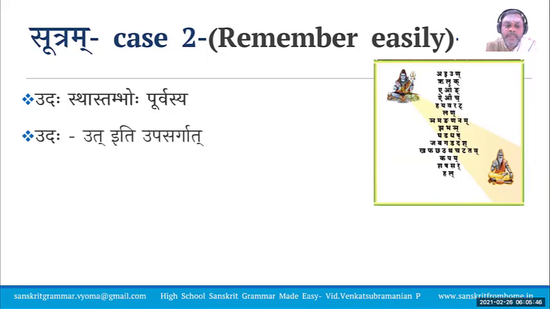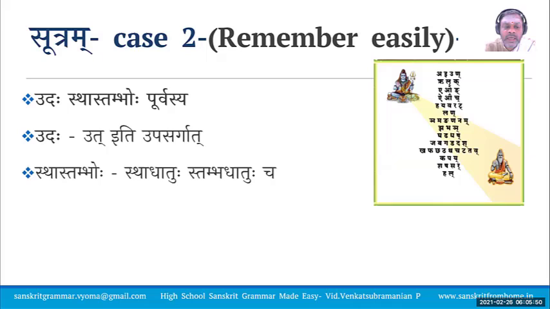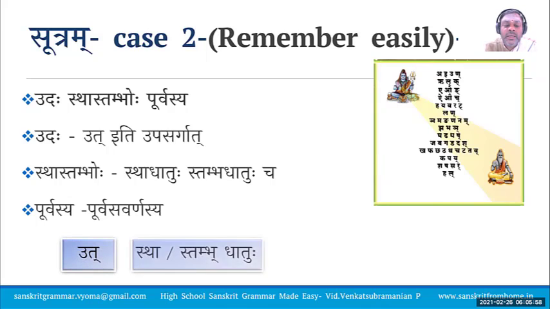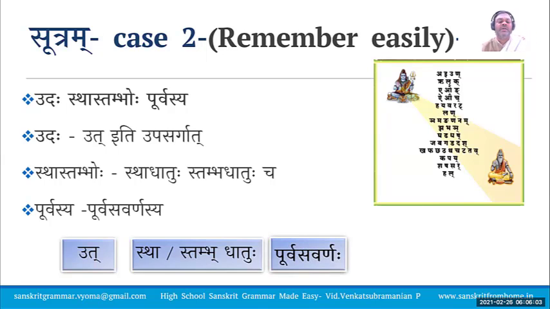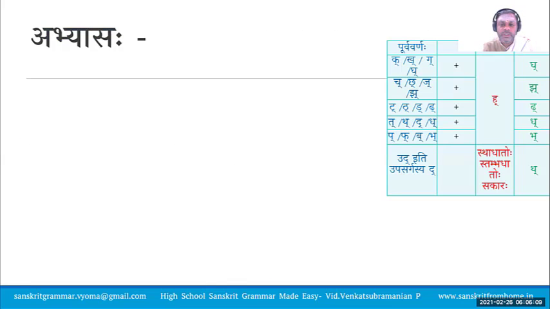Udasthastambho purvasya. Udaha, ut iti upasargaha. Udaha represents ut upasarga. Stha stambhoho, stha dhatuhu, stambha dhatuhu. Purvasya, purvasavarnasya adeshaha sakarasya sthane bhavati ityarthaha. This finishes the Poorvasavarna Sandhi.